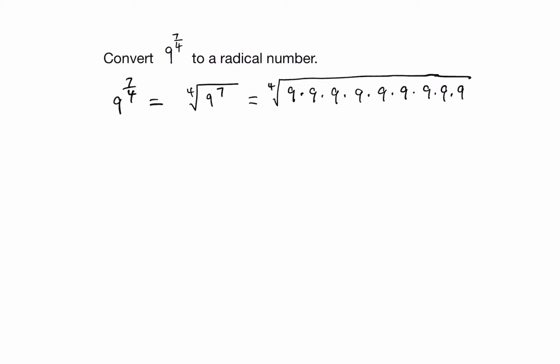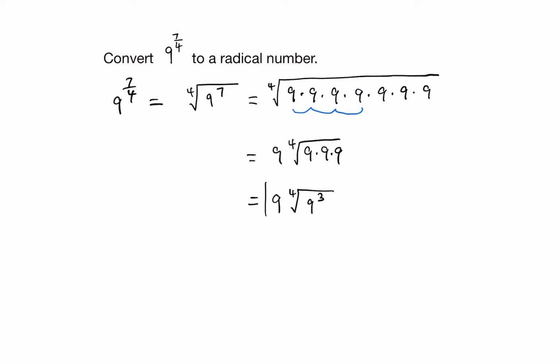Okay, total of 7 times. Because this says 4th root, we need 4 of these. We need 1, 2, 3, 4. And we have 4 of those. So all 4 of those can come out and be represented as one number outside of the radical sign. And so the balance is going to be the 4th root of these 3 remaining 9s. So it's going to be 9 times 9 times 9, or 9 4th root of 9 cubed. Okay, so this becomes our answer.